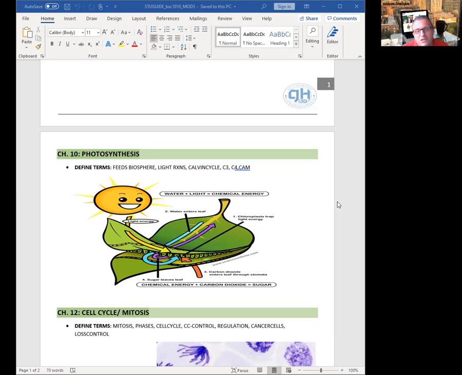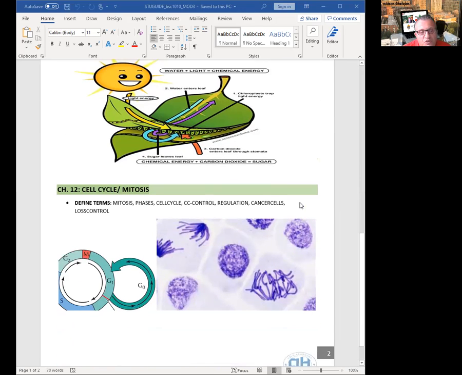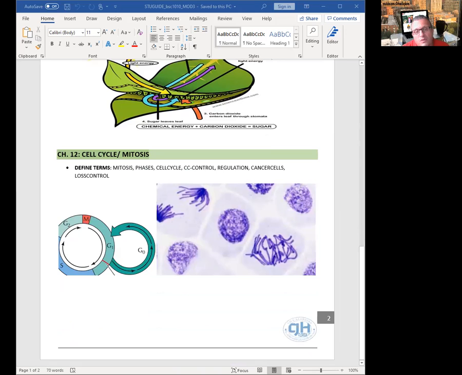There is something called photorespiration. In this case, the enzyme uses oxygen instead of CO2, consuming oxygen, and because of that it's a wasteful process, and C4 photosynthesis can be a solution to this issue in plants. So that's chapter 10, and chapter 12 is the cell cycle and mitosis.